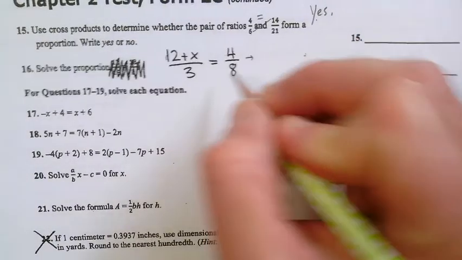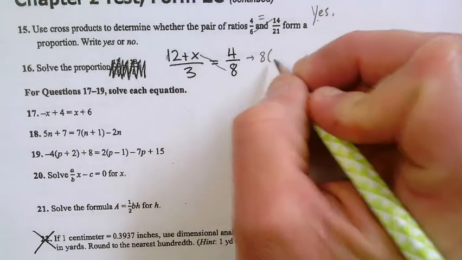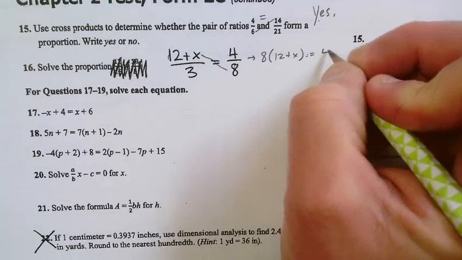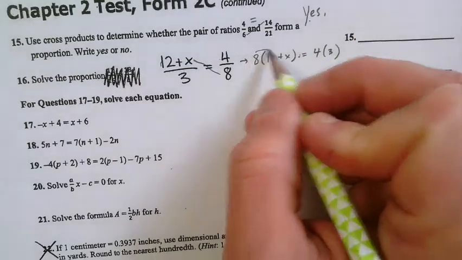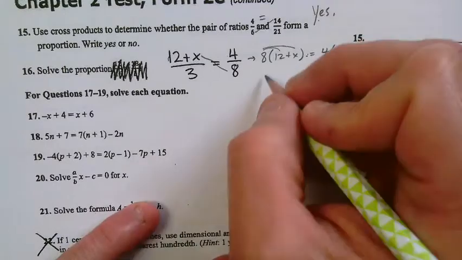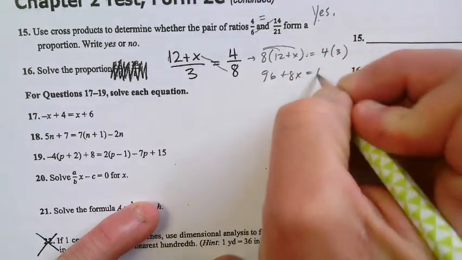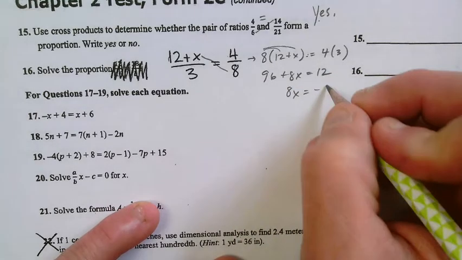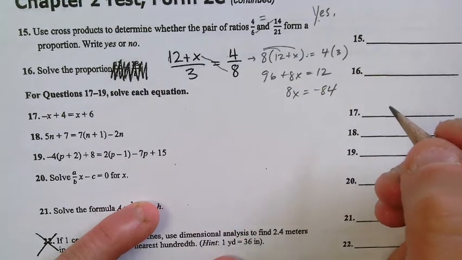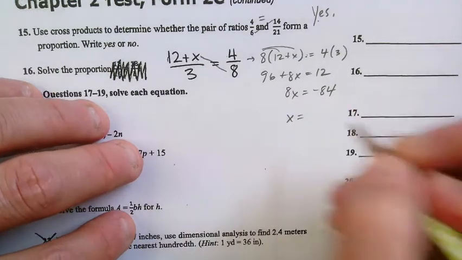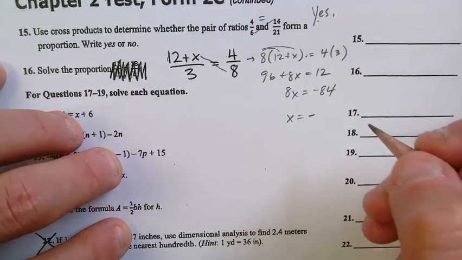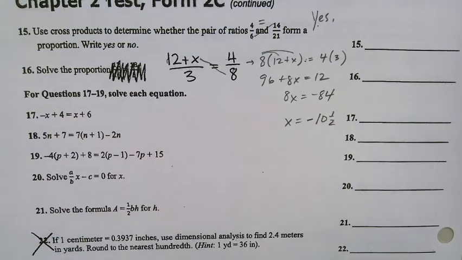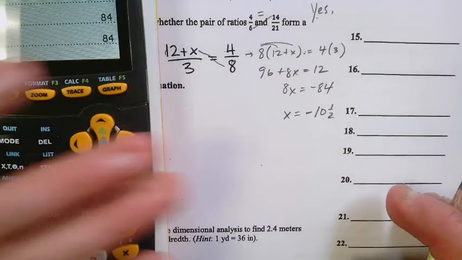When I cross multiply here, remember my preference is for you to go ahead and do this, okay? Because that way we make sure that we don't forget to distribute this to both terms. So 96 plus 8x is equal to 12. 8x, if I subtract 96, gives me negative 84. And then if I go ahead and divide through by 8, what would that be? Negative 10.5.